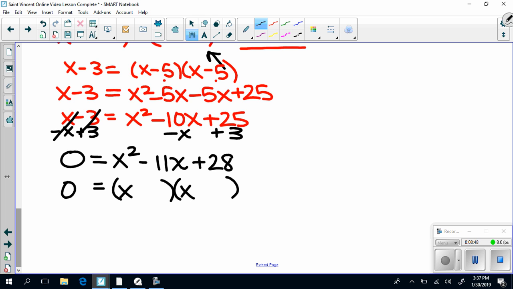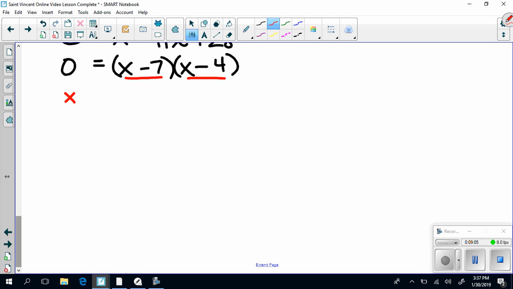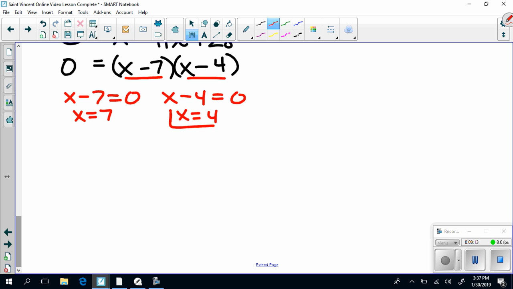Which factors of 28 add to make 11? And at this point, hopefully you're getting good at these. So 7 times 4 is 28, and 7 plus 4 is 11, and they are both negative. There are your 2 pieces. Set them each equal to 0. x minus 7 equals 0 and x minus 4 equals 0. Add 7 to both sides, you get x equals 7, and you get x equals 4. There are your 2 answers.